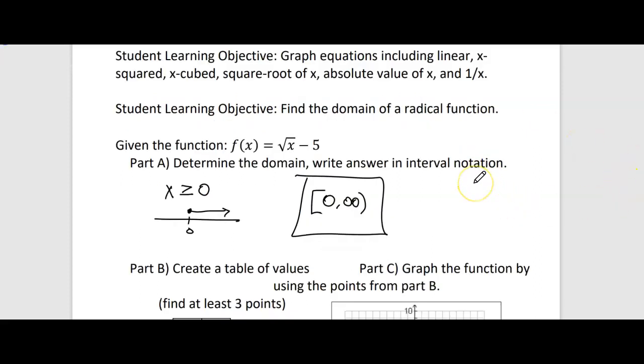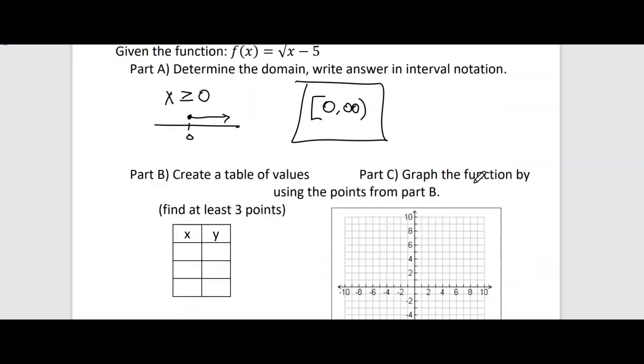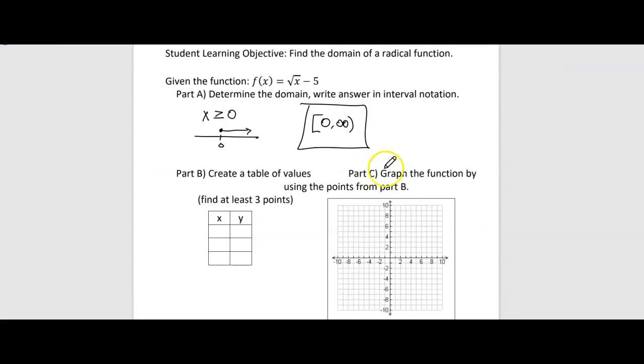For the next part, we're going to be graphing this function, square root of x minus 5. In order to do that, we want to plot at least 3 points. Now I'm thinking square roots 0, 1, and 4. I would want to put in numbers that work well with a square root.